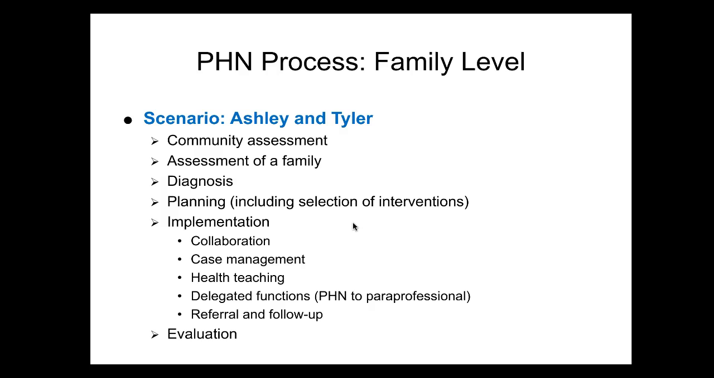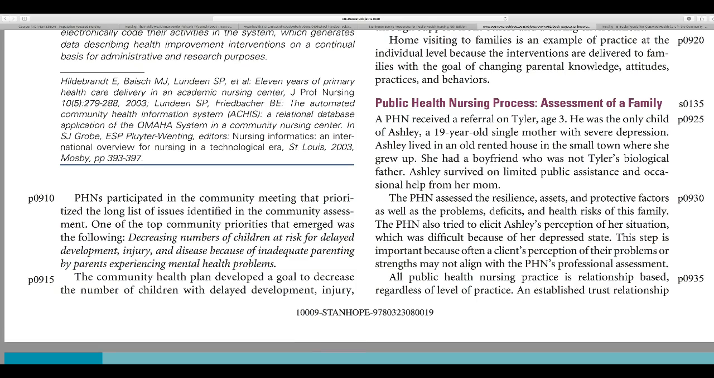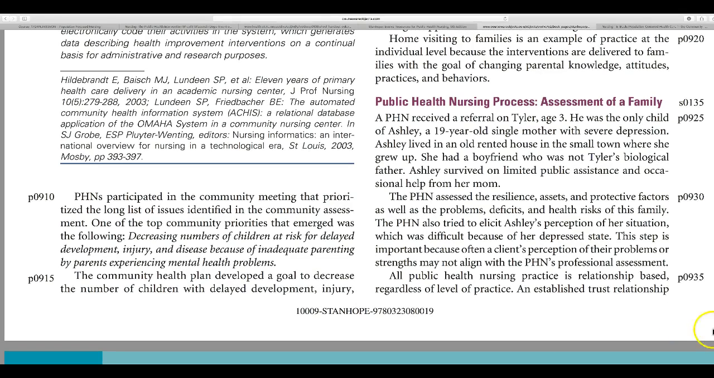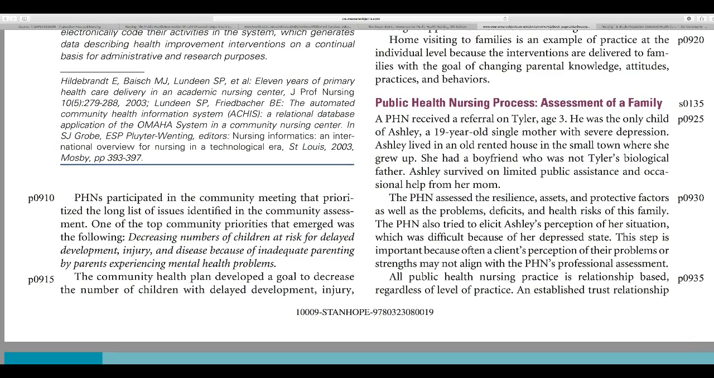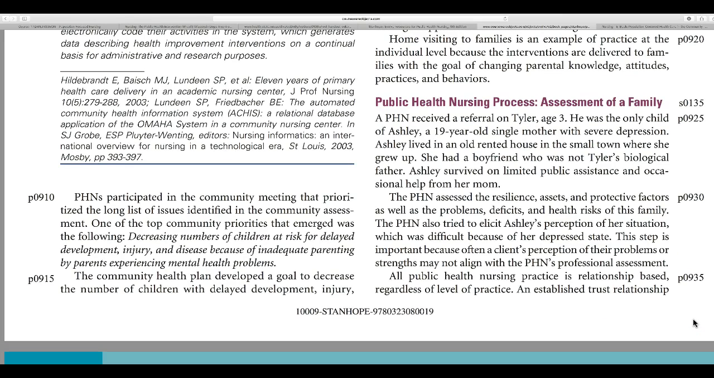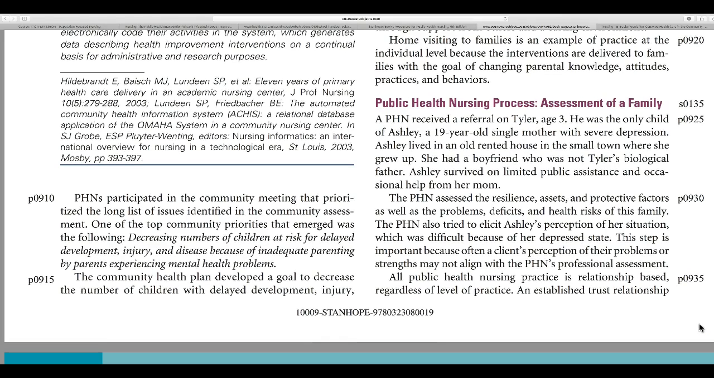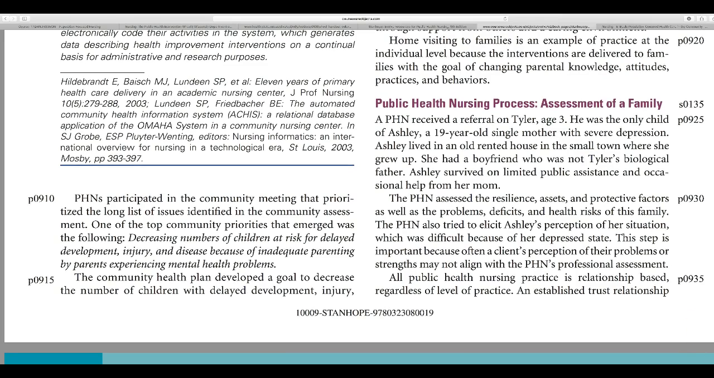So, family level. I'm going to read you about Ashley and Tyler. This is from our book. A public health nurse received a referral on Tyler, who's 3 years old. He's the only child of Ashley, a 19-year-old single mother with severe depression. Ashley lives in an old rented house in a small town where she grew up. She had a boyfriend who's not Tyler's biological father. Ashley survived on limited public assistance and occasional help from her mom.